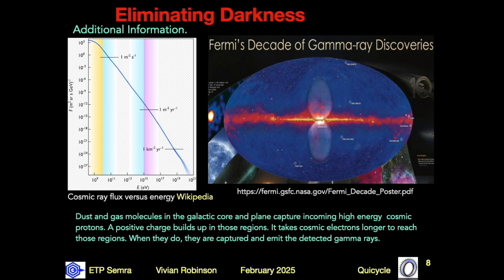Being more massive than electrons, cosmic ray protons make their way into a galaxy's core faster than cosmic ray electrons. This results in a positive charge accumulation in the galactic core. There they are captured by the stars and the small gas and dust molecules. Stars, like our Sun, emit excess protons. They either remain as protons or are captured by gas and dust molecules.